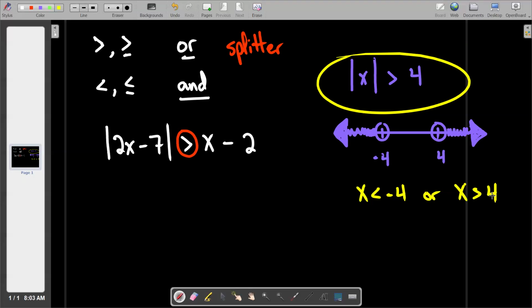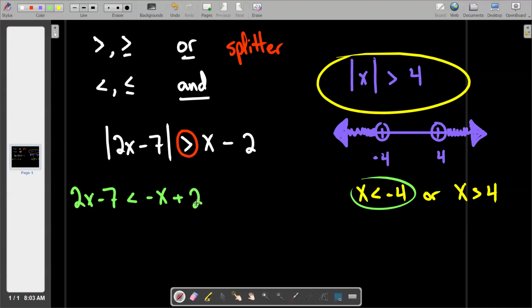So I'm going to take that idea, what I have written in yellow over there, and use it to help me translate the problem in white and red over here. Think about this situation. I'm going to circle it in green. That situation says that the stuff inside the absolute value can be less than the opposite of what I see. In other words, I can say that 2x minus 7 could be less than negative x plus 2.